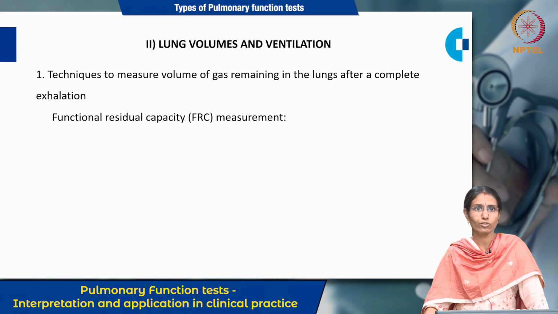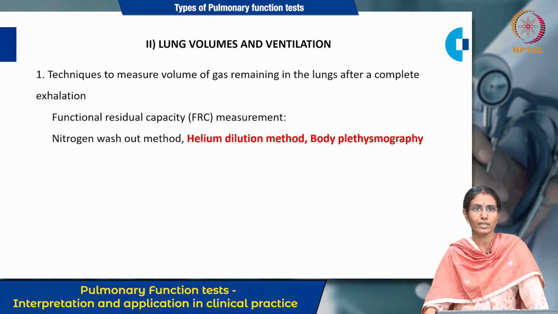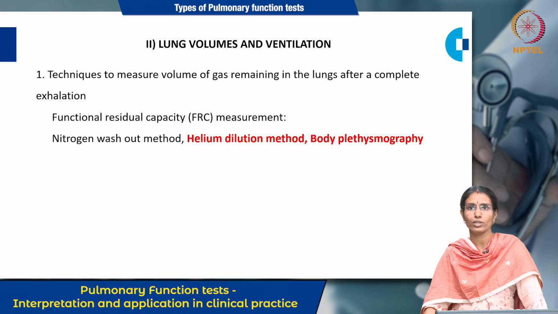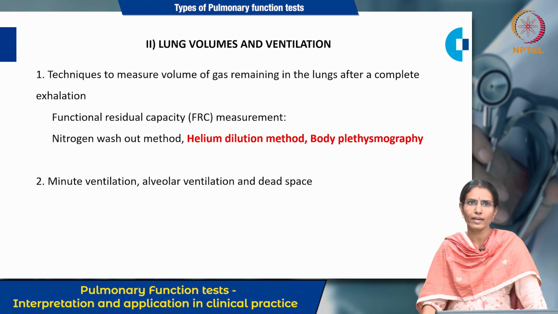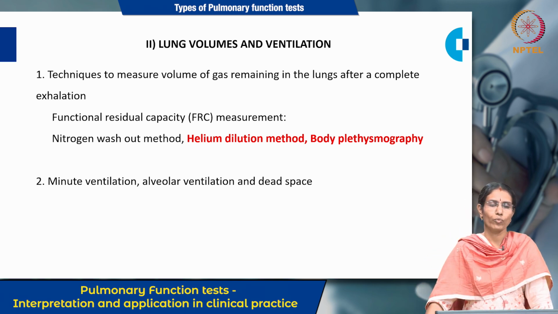That measurement is called the functional residual capacity, and this is measured using nitrogen washout method, helium dilution method, and body plethysmography technique. Let's see in detail about the principle of the helium dilution method and the body plethysmography technique now. And then the other measures of lung volumes and ventilation are minute ventilation, alveolar ventilation, and dead space measurement. So you have seen about this in detail in the previous lecture.